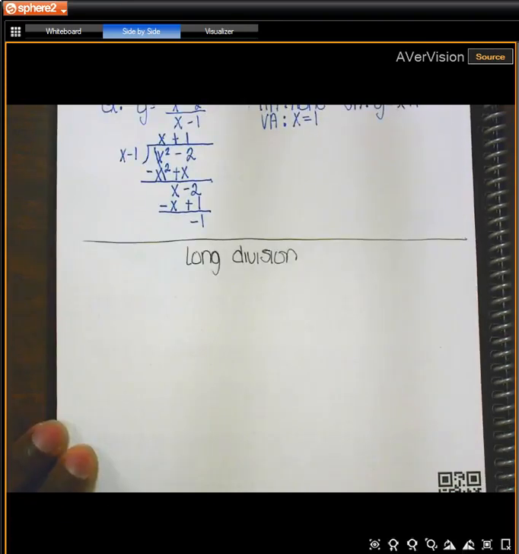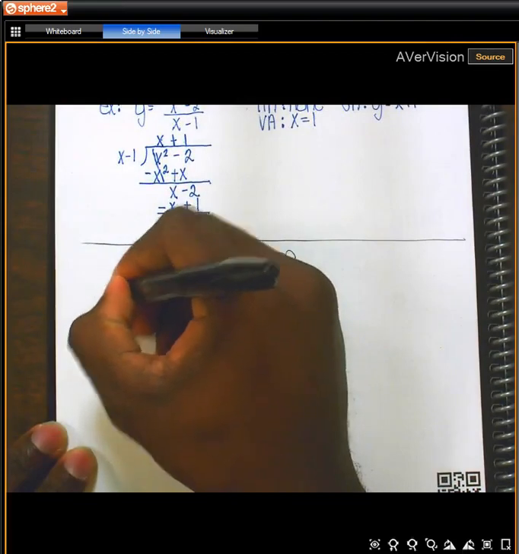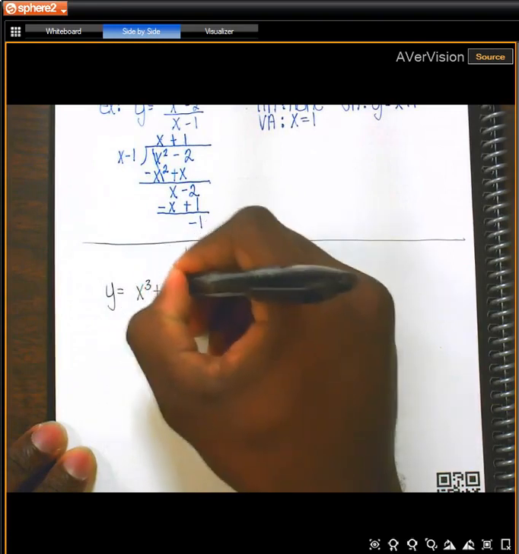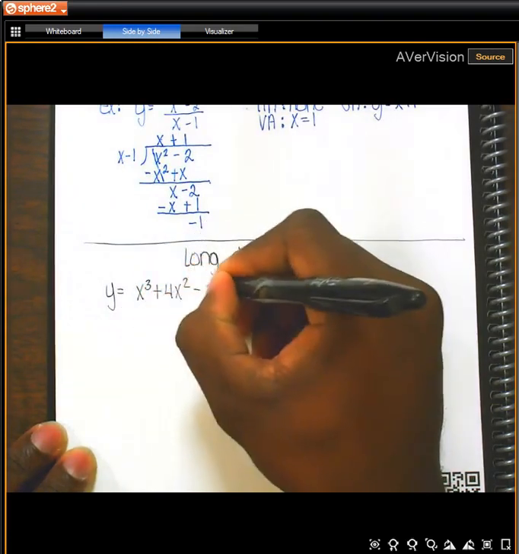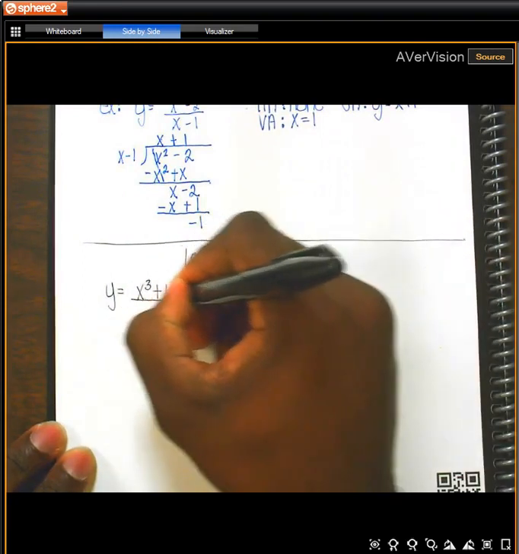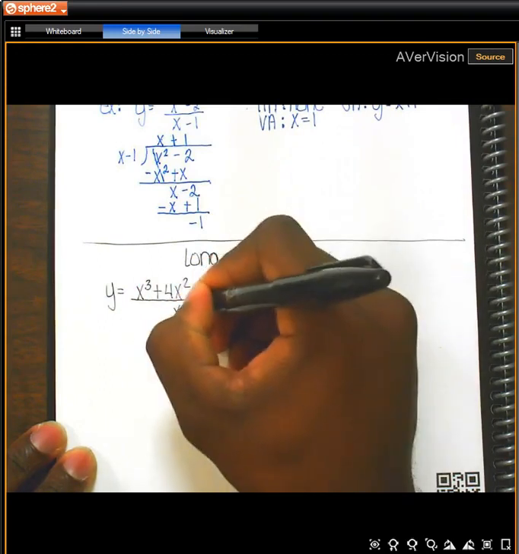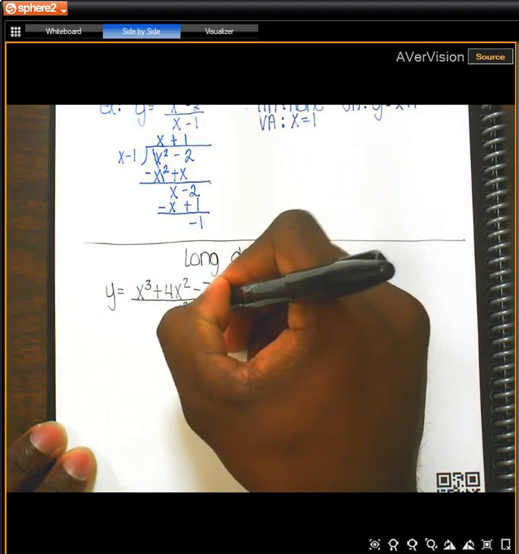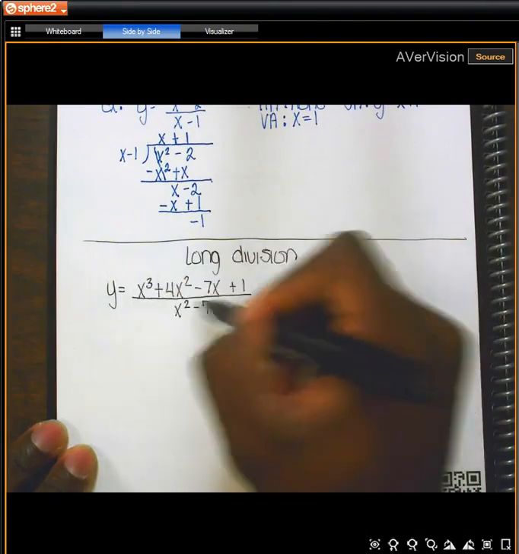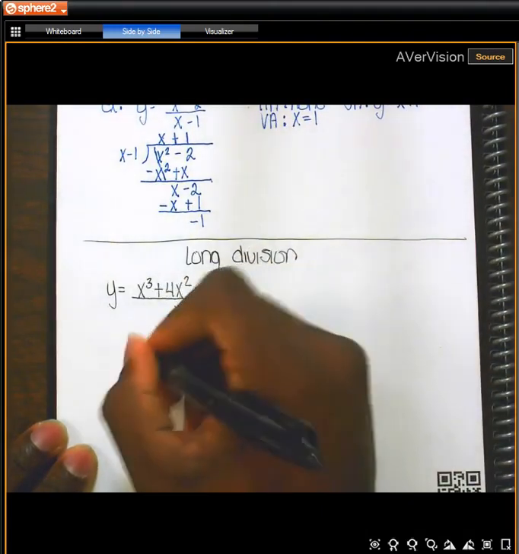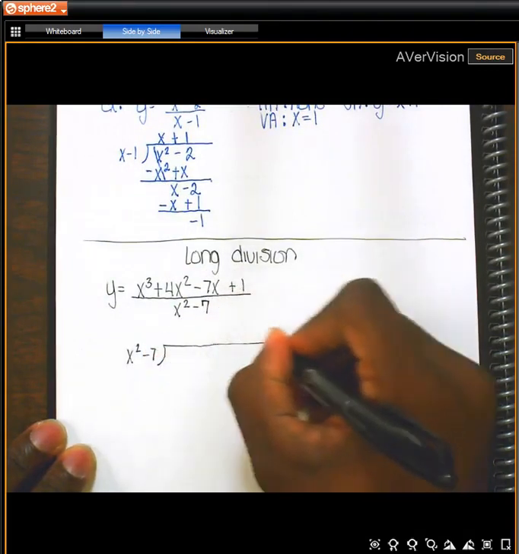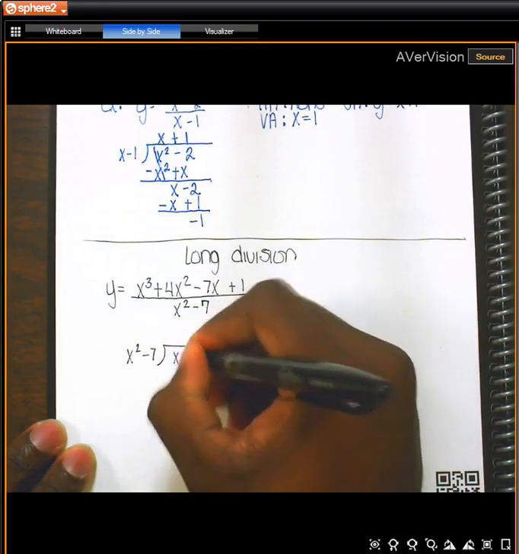Alright, a quick little run through of long division. Say we have y equal to x cubed plus 4x squared minus 7x plus 1, and we're dividing that by x squared minus 7. So we're dividing this polynomial by this polynomial. To set it up, we have x squared minus 7, and our dividend is the numerator.